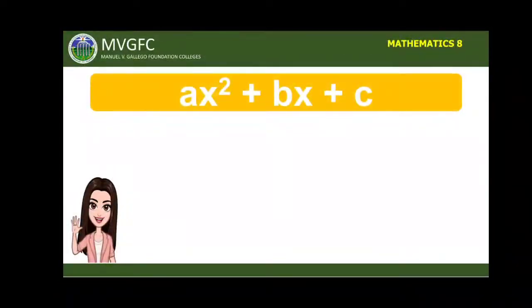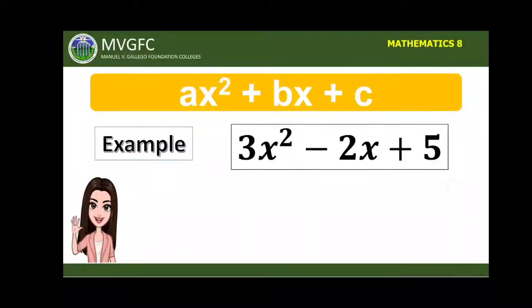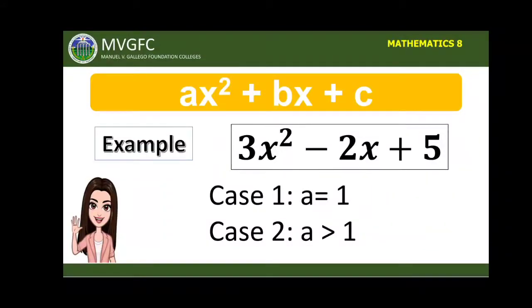So in our examples, we are dealing with two cases. The first case is if a is equal to 1, and the second case is if a is greater than 1. As I have mentioned, the quadratic trinomial is in the form ax²+bx+c. For example, we have here 3x² minus 2x plus 5. 3 is the a, negative 2 is the b, and 5 is the c. Don't be confused by that.